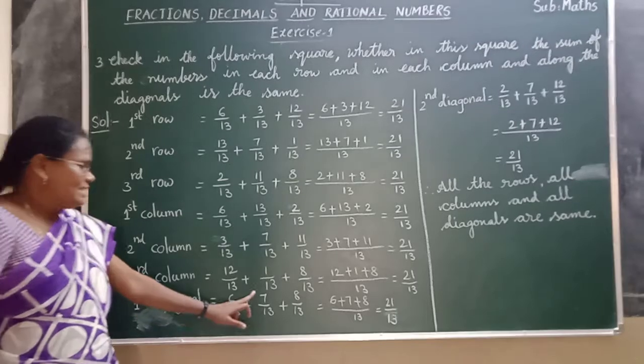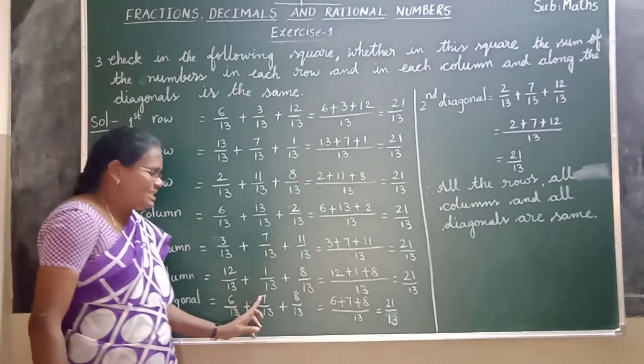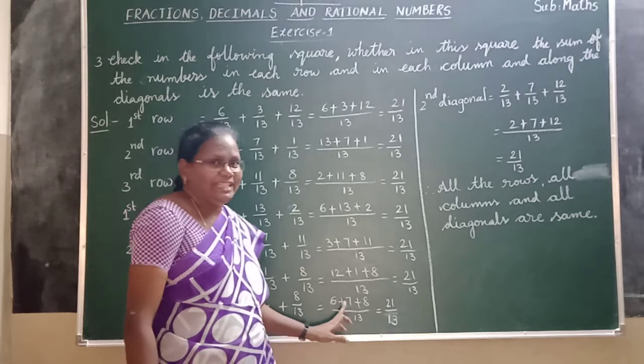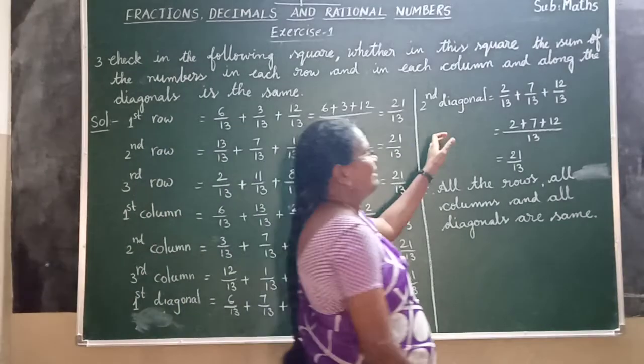Diagonal: 6 by 13 plus 7 by 13 plus 8 by 13. What is the LCM, children? 13. 6 plus 7 plus 8. 6 plus 7 is 13. 13 plus 8 is 21. 21 by 13.